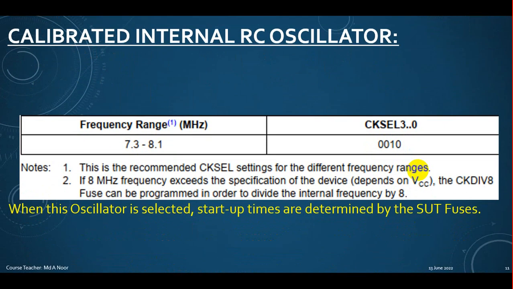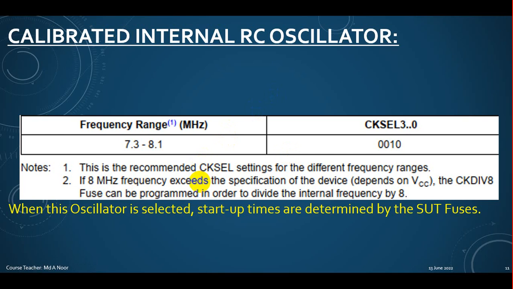Calibrated internal RC oscillator. This is the default one. Frequency range 7.3 to 8.1 megahertz, and this is the clock select configuration 0010. This is the recommended clock select setting for the different frequency range. If 8 megahertz frequency exceeds the specification of the device, it depends on VCC. The clock divide by 8 fuse can be programmed in order to divide the internal frequency by 8.